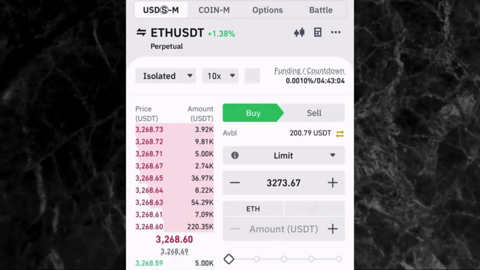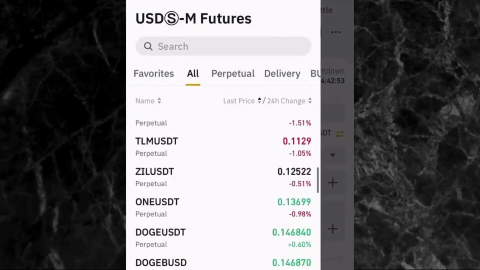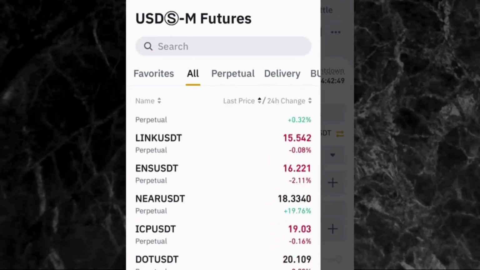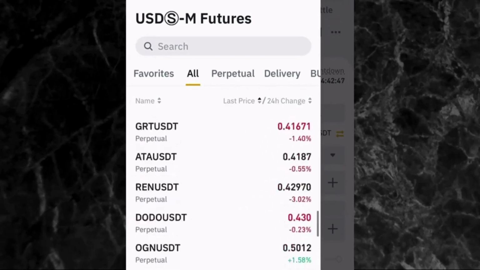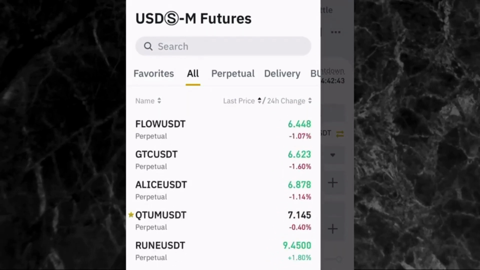The next thing I need to show you is where to see all the futures contracts that you can trade. If you come up here to where you have ETH USDT, where the arrow is pointing, you tap on it, and right here you're going to see all the futures contracts that you can trade on futures trading. These are all the futures contracts that you can trade. Now, let me scroll down to the bottom and show you something.